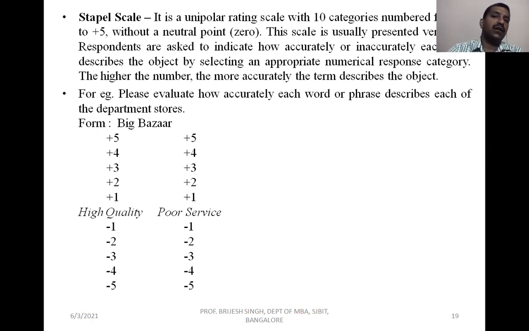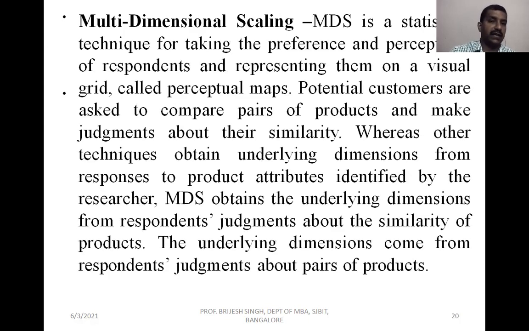Next we have the Staple scale model also. This is a unipolar rating scale with 10 categories numbered from -5 to +5. If anybody goes below, it is referred to as negative. If anything goes above the particular line, it comes with the positive values. In this case, there is no neutral point at all in this whole analysis. If you look at the example, everything goes with numerical data, so there is no neutral point in this kind of Staple scale model.